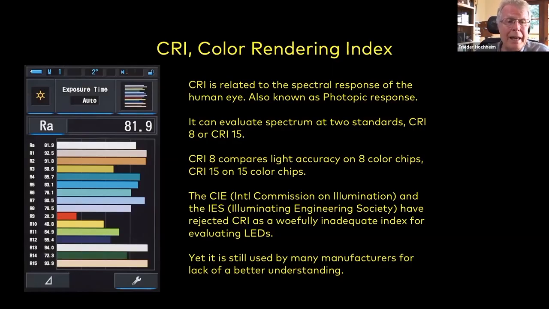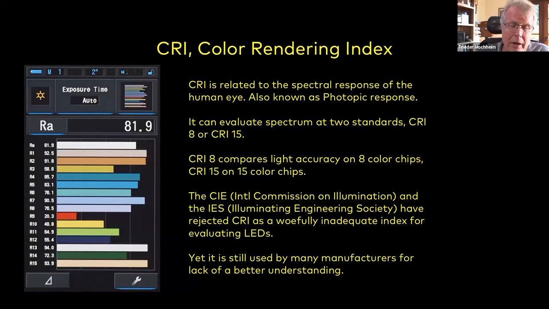Now, when it comes to the LED world, and especially to cameras, simply comparing 5 or 8 color chips is woefully insufficient. And the International Commission on Illumination, the CIE, or the IES, which is the Illumination Engineering Society, have summarily rejected CRI as an index for evaluating LEDs. And I think as an industry, as a motion picture industry, we should summarily reject it as well.